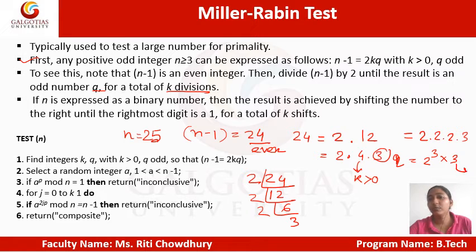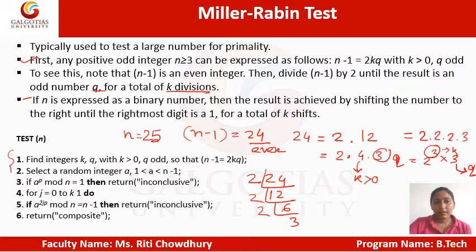So this one is q, this one we can say is 2 to the power k, and this is 2. So we can express any number likewise. If n is expressed as a binary number, then the result is achieved by shifting the number to its right end until the rightmost digit is a 1. So if we are doing the same thing for a binary number, you can apply this last property to find out whether the number is prime or not.